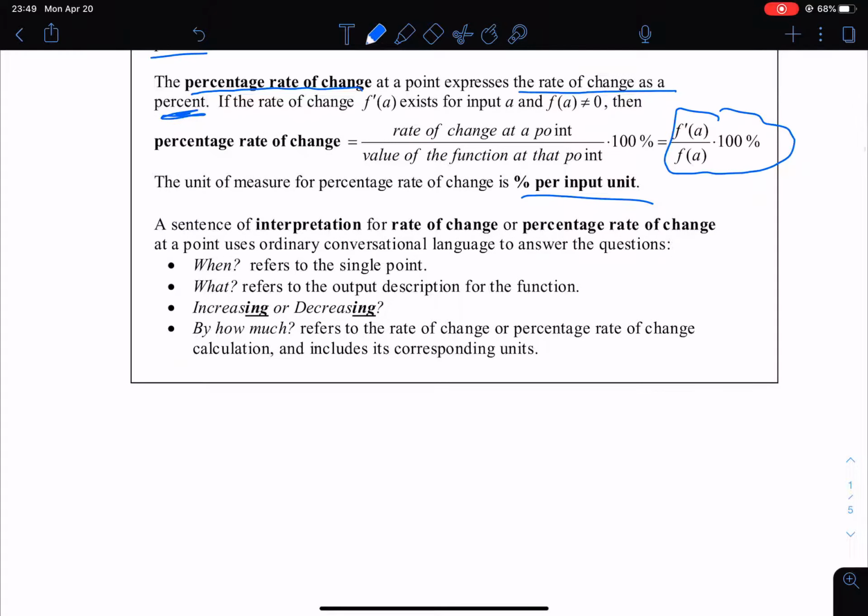And the sentence of interpretation for rate of change or for percentage rate of change has 4 parts. 1 refers to the single point. What refers to the output description for the function, increasing or decreasing. So this one, we cannot use increase or decrease. We have to use increasing or decreasing. Then by how much refers to the rate of change or the corresponding percentage rate of change.